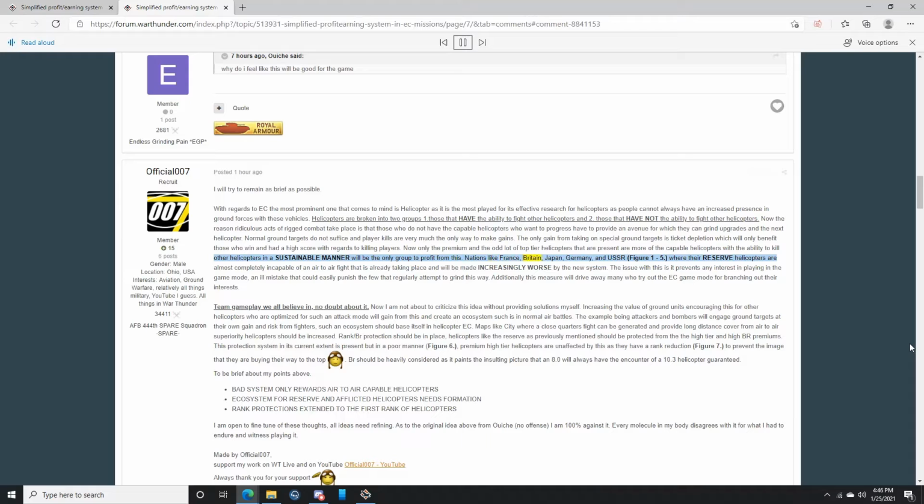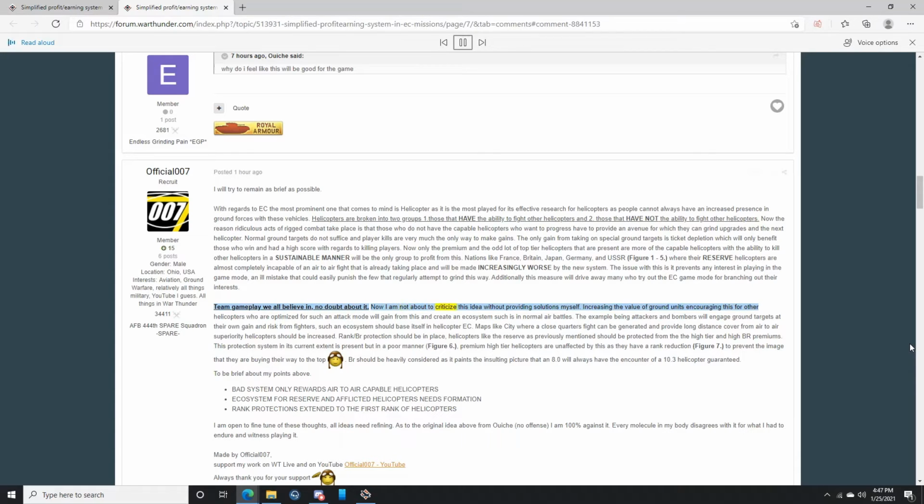Nations like France, Britain, Japan, Germany, and USSR, figure 1 to 5, where their reserve helicopters are almost completely incapable of an air-to-air fight that is already taking place and will be made increasingly worse by the new system. The issue with this is it prevents any interest in playing in the game mode, an ill mistake that could easily punish the few that regularly attempt to grind this way. Additionally, this measure will drive away many who try out the EC game mode for branching out their interests. Team gameplay we all believe in, no doubt about it.